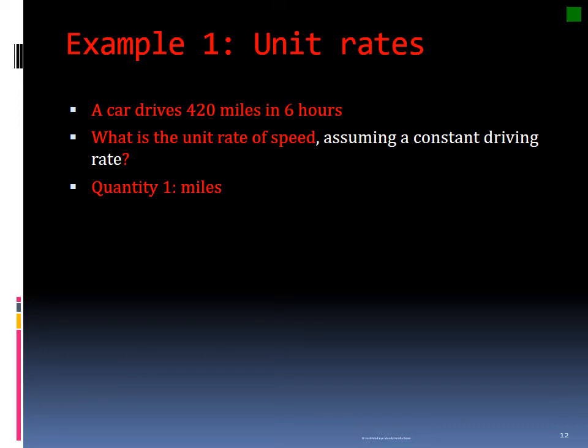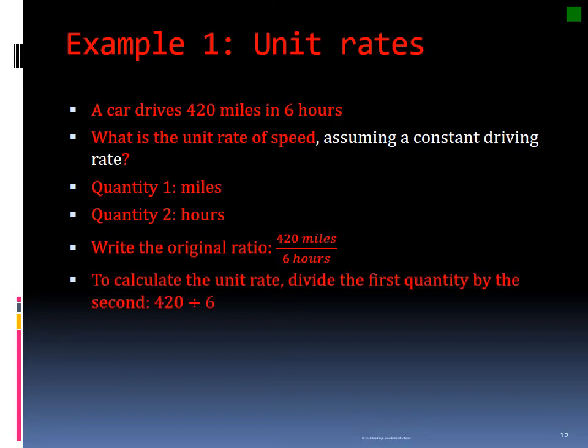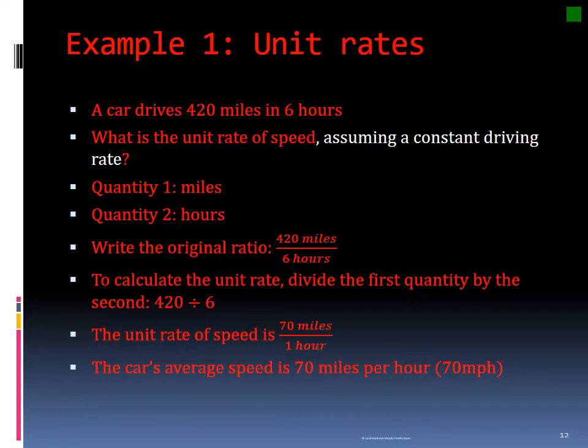So we need to identify what the quantities are. The first quantity we're given in this scenario is miles. The second quantity we're given is time, which is in hours. Now that we have the quantities, we want to set up the ratio that we are given. So the original ratio would be 420 miles to 6 hours. Now we can divide the first quantity by the second. So 420 divided by 6, and if you work that out, that gives us a unit rate of speed as 70 miles per 1 hour, or 70 miles per hour.